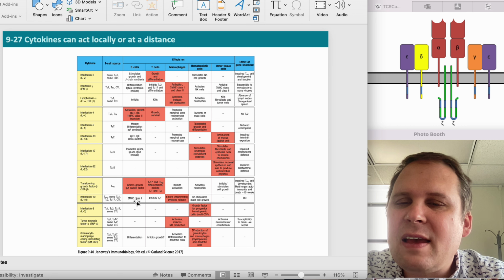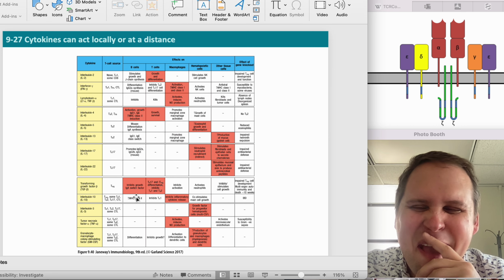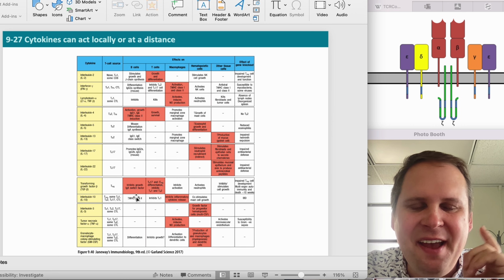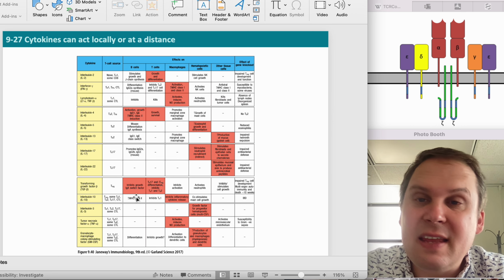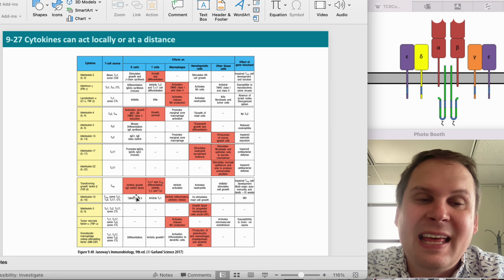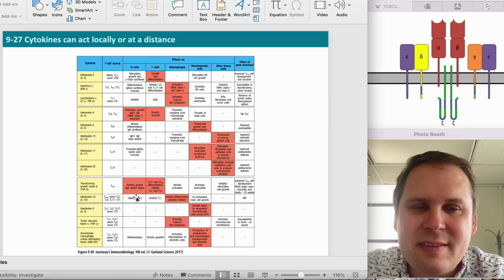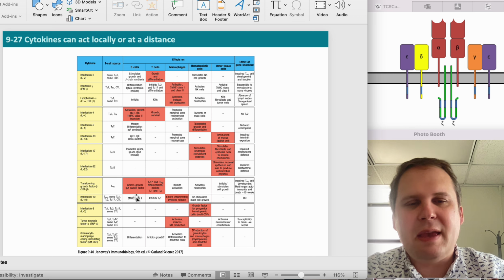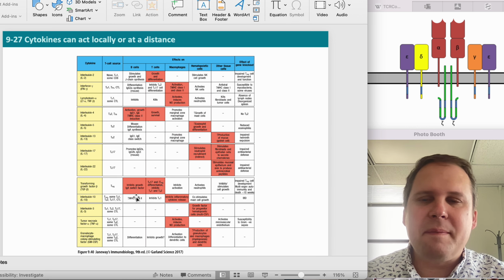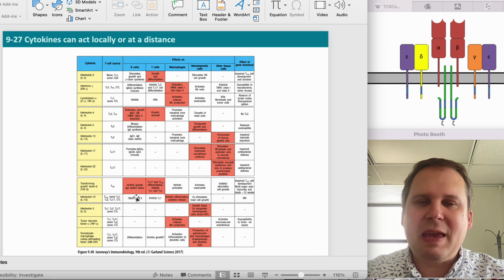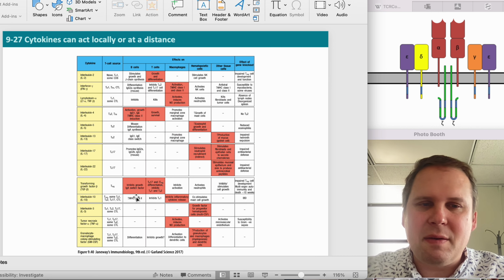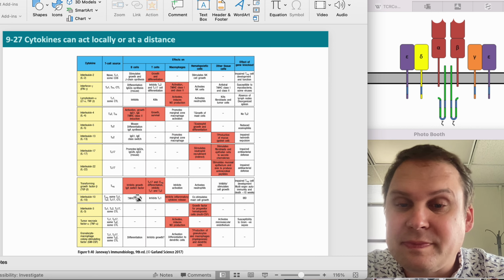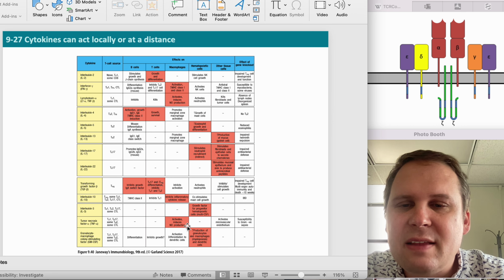And TGF-beta is going to inhibit growth of B cells. But if you get enough TGF-beta, that's something that can make some B cells switch to IgA production. So putting out TGF-beta will make you make mucosal immunity with antibodies, and that'll help. Yes, TNF-alpha is going to activate macrophages. We already covered that.